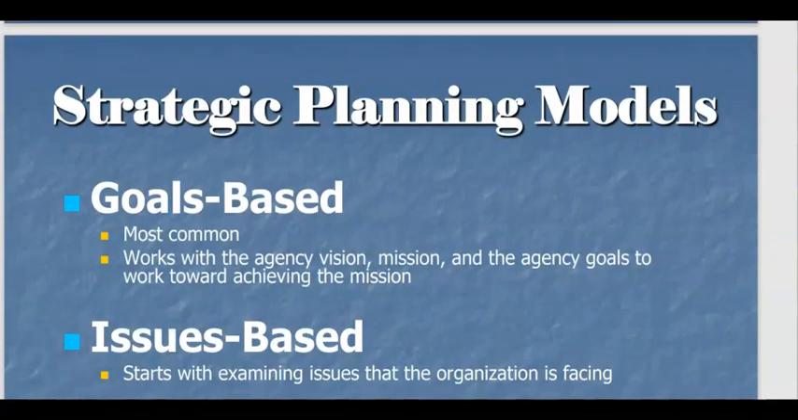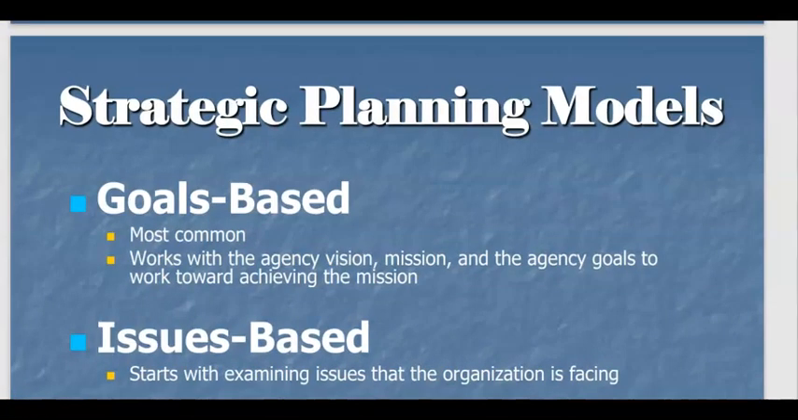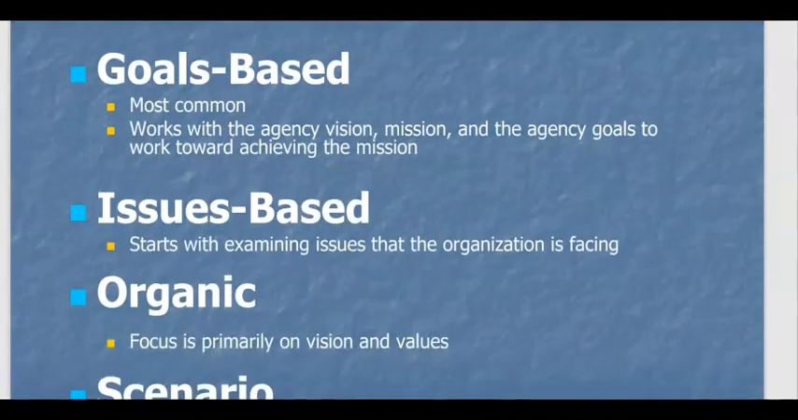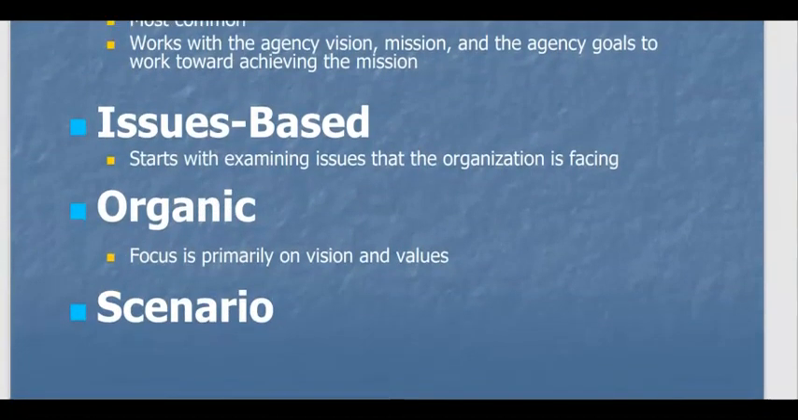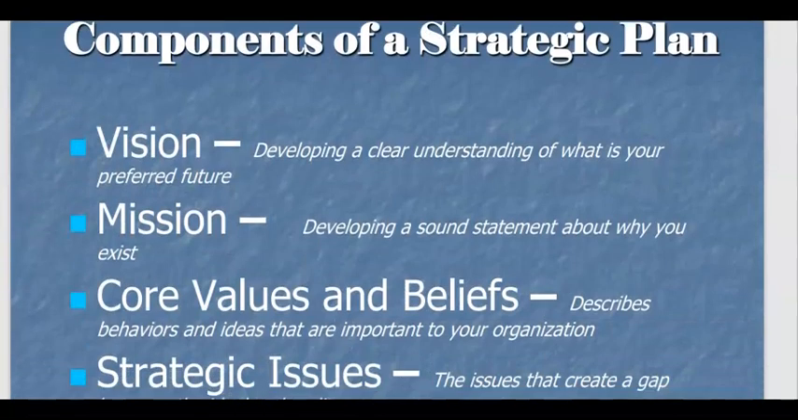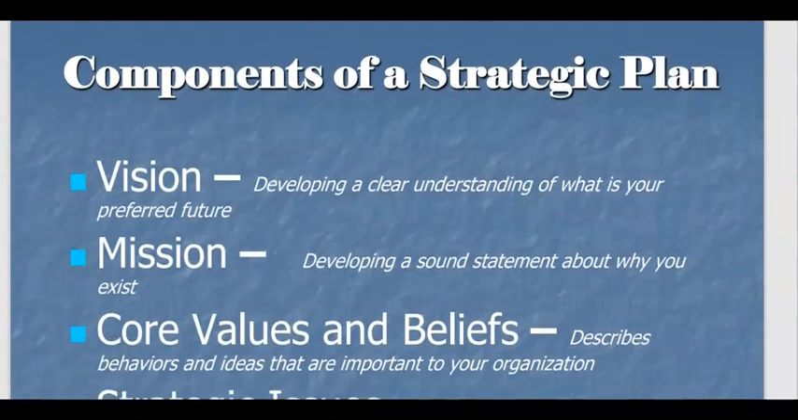Strategic planning models are goal-based, which is the most common. It works with the agency vision, mission, and the agency goals to work towards achieving that mission. Issue-based starts with examining issues that the organization is facing. Organic, the focus is primarily on vision and values, and scenario.